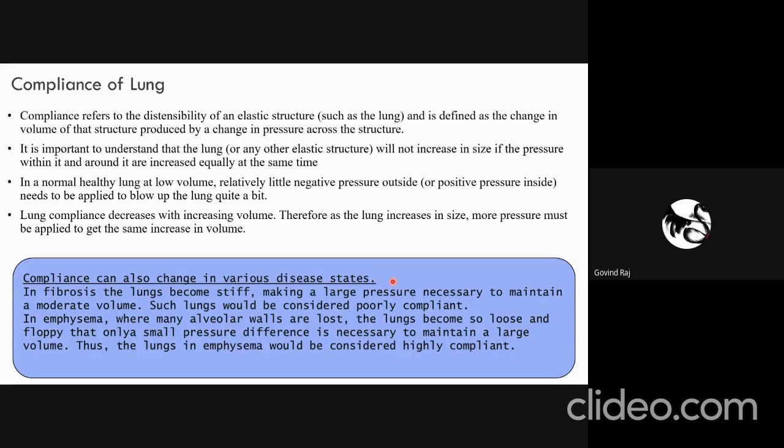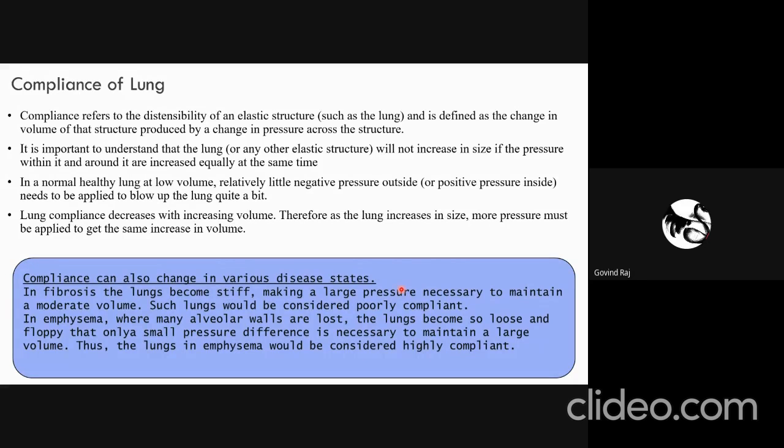So now, let's look at the case of emphysema, where many alveolar walls are lost. We will look into this in more detail in the coming slides when we talk about emphysema. So now, there the alveolar walls are lost.